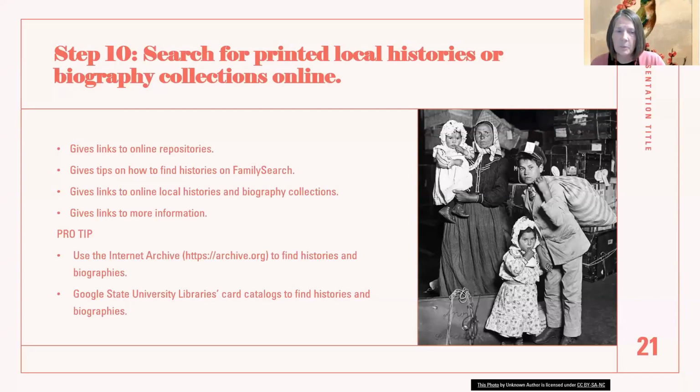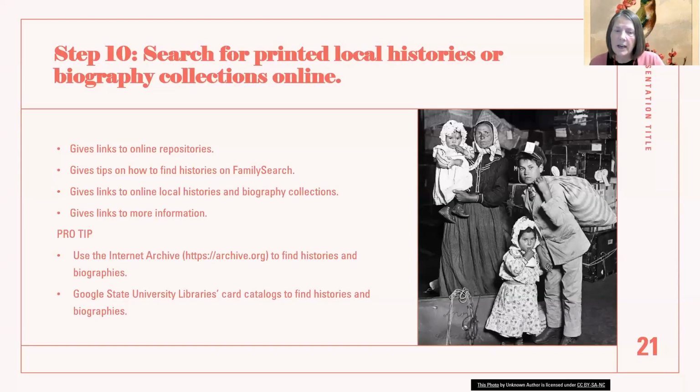I suggest, as a pro tip, use the Internet Archive to find histories and biographies. If you don't find anything on, say, FamilySearch, or Ancestry has some collections of local histories and biographies, and others, MyHeritage, some of them do. If you don't find anything there, use the Internet Archive. I've found so many cool things about my family on the Internet Archive.